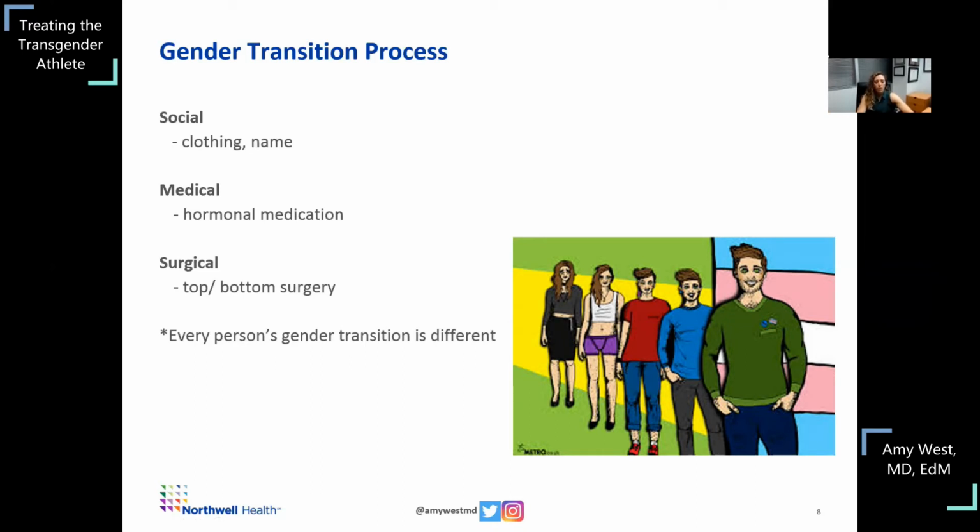And then the next step in the process, should they choose to do it, is a medical transition, which would involve potentially hormonal medication. And then there are also surgical options, which include top and bottom surgery. And again, it's not something that people always do or even want to do. Like I was saying, every person's gender transition is different. That's why there's not necessarily a roadmap as to exactly how it goes, because everyone is different and everyone chooses to do different things in this process.